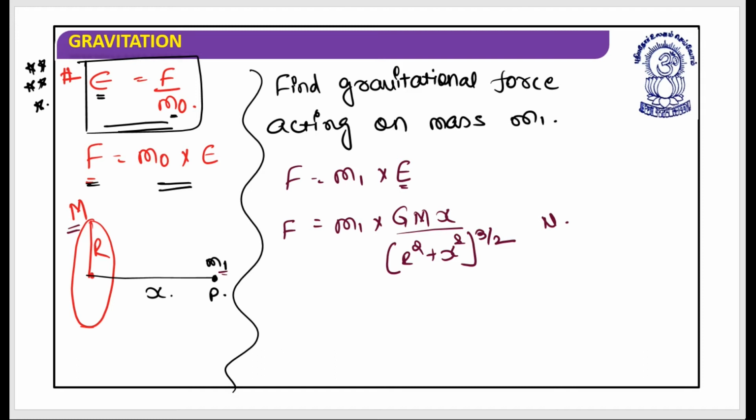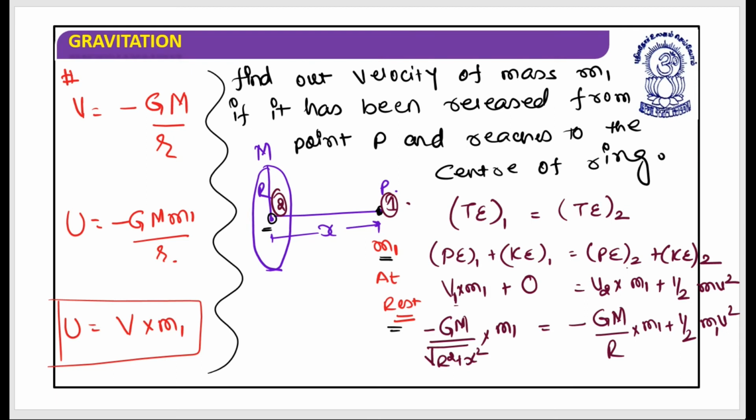The second important concept is that when you are asked to write potential energy, or let's suppose you require it in a certain situation involving energy conservation, what you are supposed to do is write down that potential energy is equal to potential multiplied by m1. I hope this is clear.